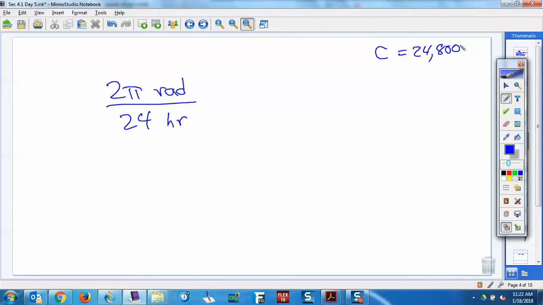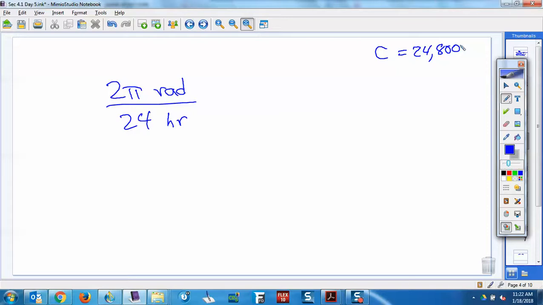Find the linear velocity of a person standing on the equator in miles per hour. Okay, so before we get into that circumference thing, what do I need to do to go to linear velocity here? Because what do I have on the screen right now? Angular velocity. So what have we been saying? How do we go to linear velocity? Just multiply by the radius. All I have to do is multiply by the radius.